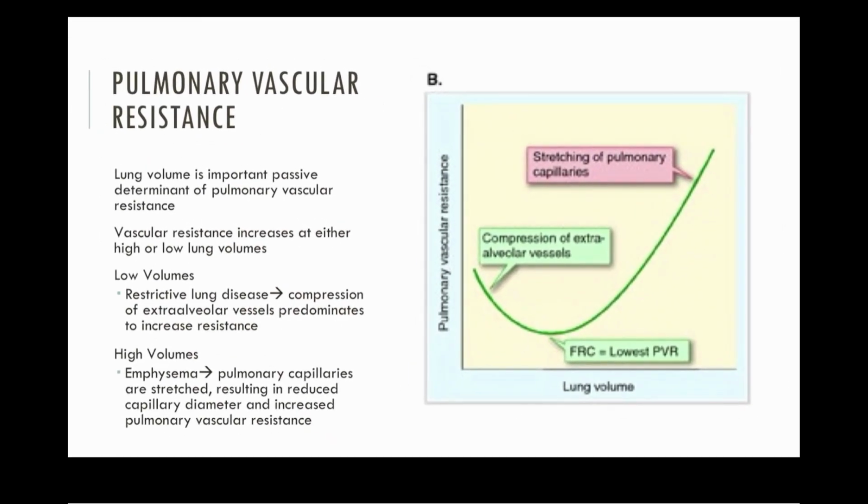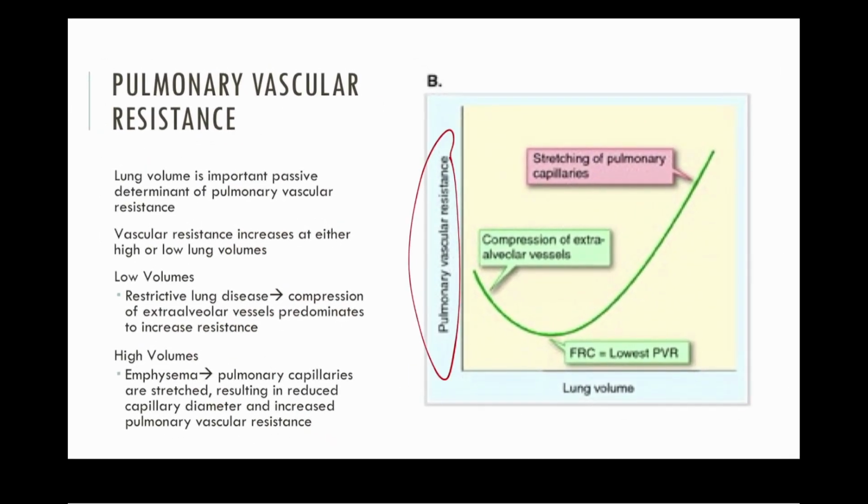Now, we're going to look at pulmonary vascular resistance as it relates to lung volumes. At low lung volumes, we get compression of those extra-alveolar vessels. When you compress the vessel, what's the radius doing? Decreasing. You decrease the radius, what happens to the pressure or resistance? Increases. Okay? So, low lung volumes, we get compression of these extra-alveolar vessels. We're compressing the vessels, resistance is going to go up.